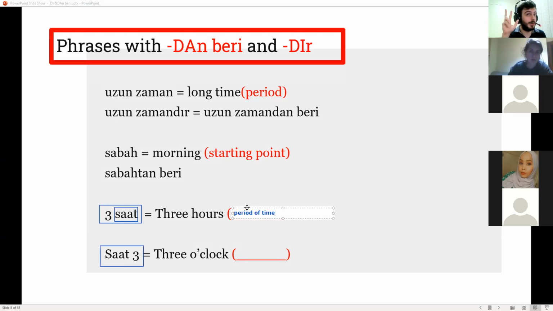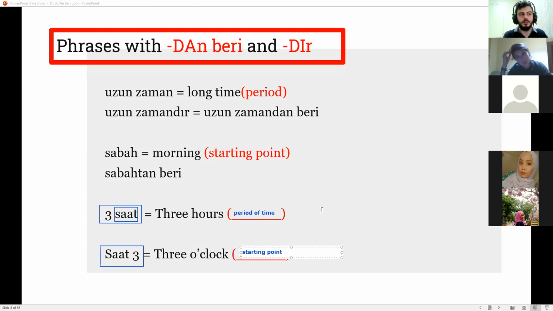For 3 hours. I'm not saying 3 o'clock. 3 hours is a period, it's a long time. But if I say we started learning Turkish at 3 o'clock, then it's a starting point. So that's why there were some mistakes in the question number 5. Evet İza. Which saat can it also mean, like I started learning 3 hours ago? So it's like a starting point. My starting point is 3 hours ago. You can use dan beri for this one as well. You can say 3 saatten beri Türkçe öğreniyorum. Çalışıyorum, let's say.